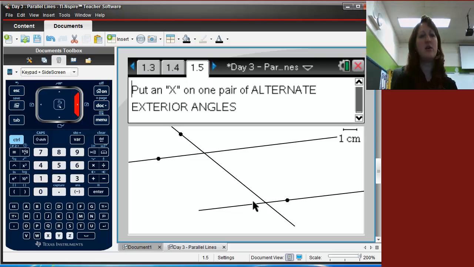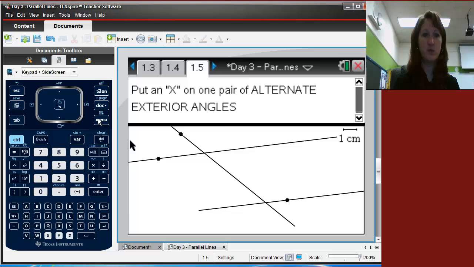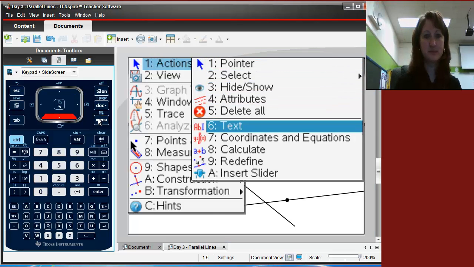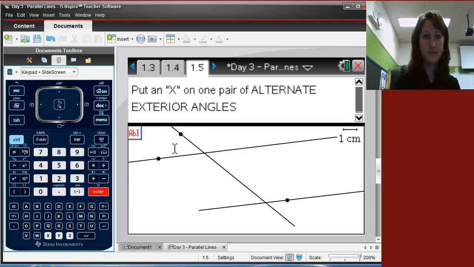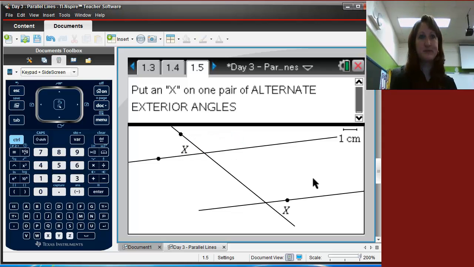Alright, next one, alternate exterior. Same exact thing, except this time they're on opposite sides of the transversal, one on the top, one on the bottom, and they have to be outside of the parallel lines. So again, I'm going to put an X in one pair. Okay, so I have one pair of alternate exterior angles marked.